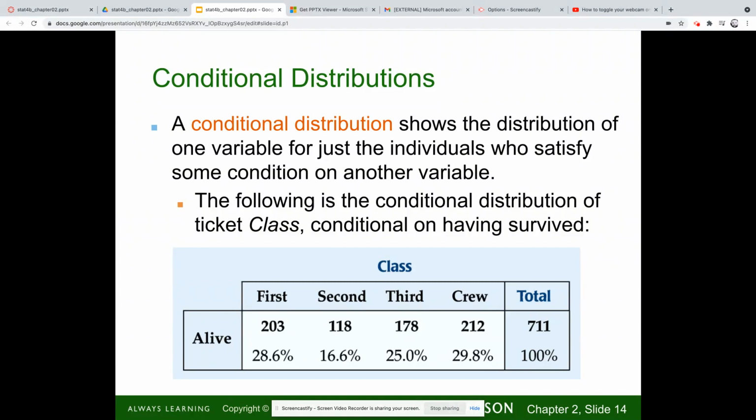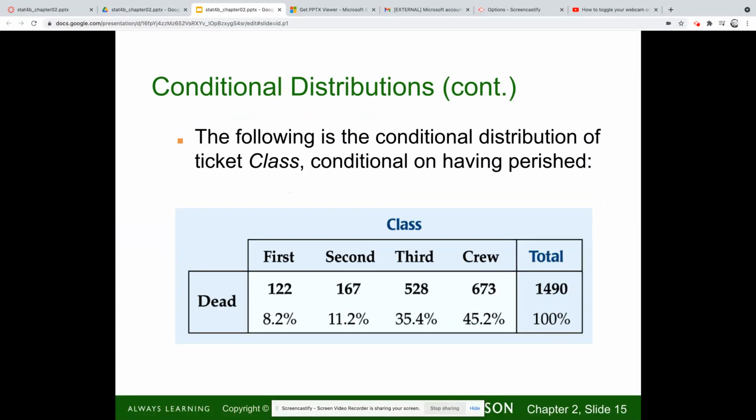So you see in this particular arrangement of data that the first class members and the crew members had a higher percentage of surviving. Second class ticket holders had the lowest percentage. Okay, so if you add up all those percentages, it should equal 100%. In other words, if I add 203 plus 118 plus 178 plus 212, it equals 711.